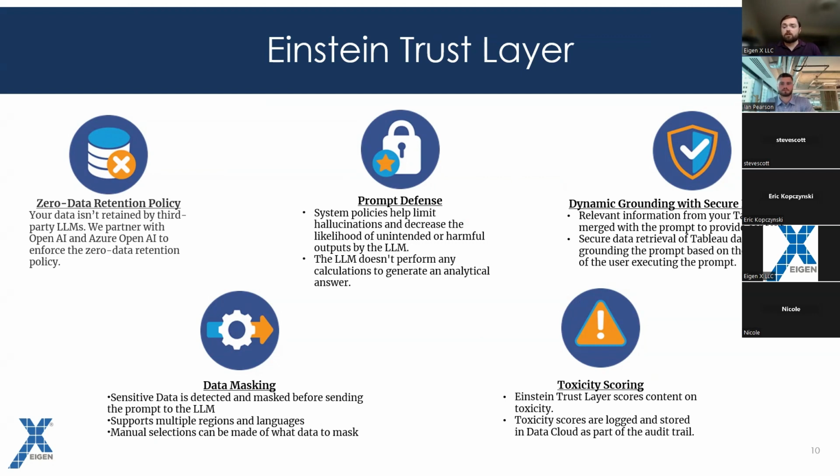And then something that's actually been pretty relevant to me, the prompt defense system policies help limit hallucinations. You may have heard some stories in the news recently about particular instances in which somebody uses ChatGPT for references in their own research. Turns out those references that ChatGPT comes up with don't actually exist, right? That's referring to a hallucination.